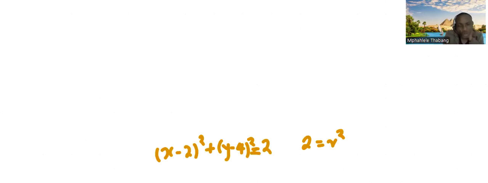Okay, so I'm going to give you a question, not so long. Let me say I have x squared minus 4x plus 4. Don't worry what I'm doing there. Y squared minus 8y plus 16. Okay, obviously equals 2.